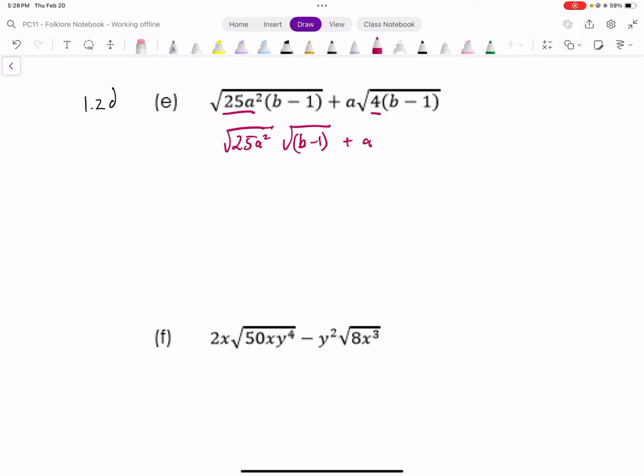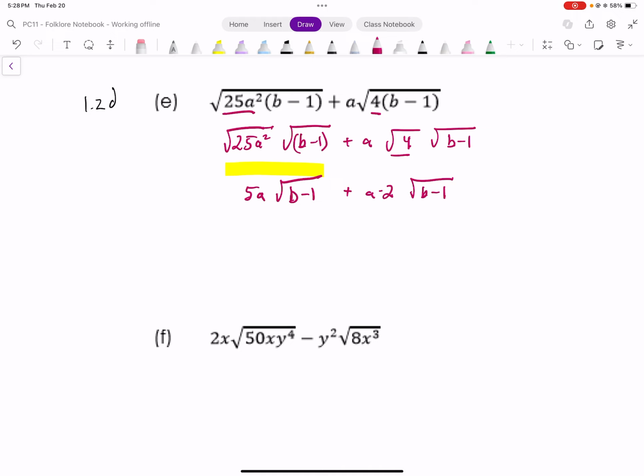Plus a, now I'm just going to say times the square root of 4 times the square root of b minus 1. I'm going to take a look at this first expression right here, and I recognize that the square root of 25a is 5a. And I'm just going to leave the square root of b minus 1 plus a, square root of 4 is 2, times 2 times the square root of b minus 1.